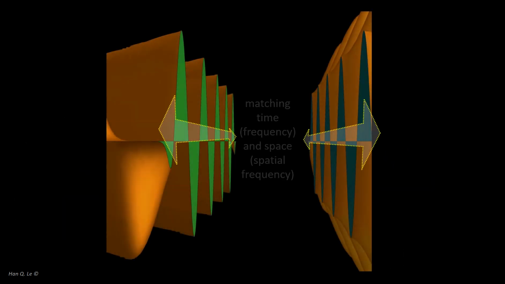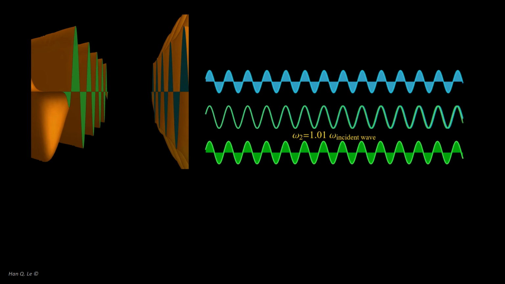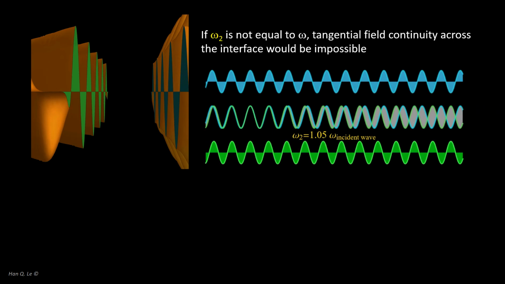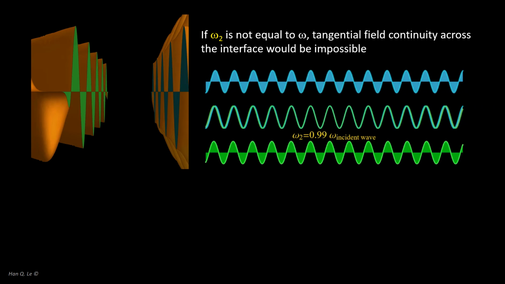Consider the interface of the two dielectric media. The two sides must match for continuity with respect to time and space, and also amplitude, which will be considered later. The transmission wave is plotted for different frequencies. It is clear that its frequency must be exactly the same as that of the incident wave, otherwise, the two sides could not be matched at all time.